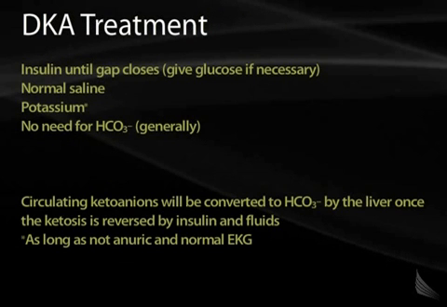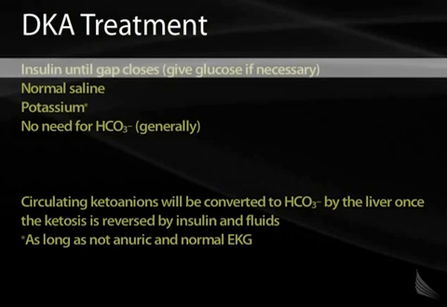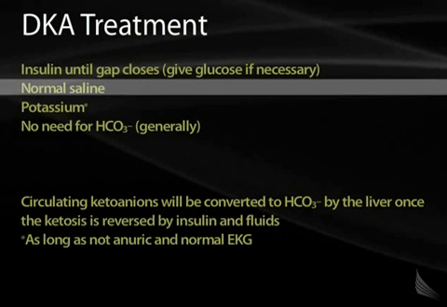The treatment for diabetic ketoacidosis is primarily focused on treatment of the ketosis. Specifically, DKA is a syndrome of insulin deficiency. Therefore, insulin must be given until the gap is closed. Once the glucose reaches close to the normal range, you must also add glucose to any treatment. Volume expansion is necessary as these patients tend to be initially severely volume depleted. Normal saline is the best means of volume expansion.